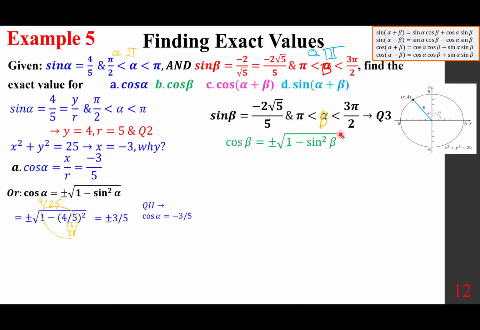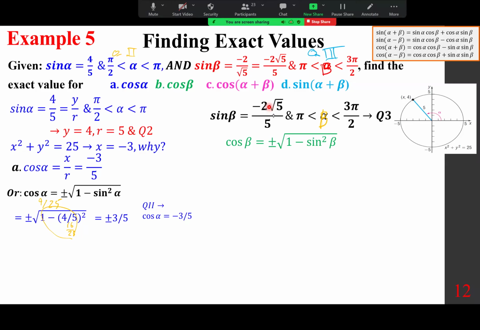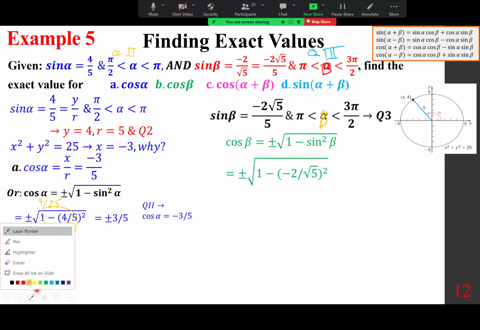Cosine is plus or minus the square root of 1 minus sine squared beta. So it's 1 minus this squared, okay? It may be easier to square this one. It doesn't matter. You get 4 over 5. So this becomes 4 over 5. 1 minus that is 1 over 5. So plus or minus the square root of 1 over 5. This is under the radical. You take it out, and it becomes plus or minus 1 over square root of 5.